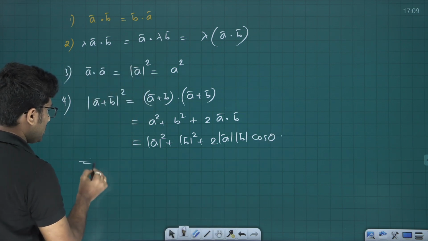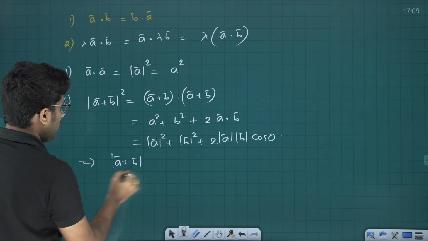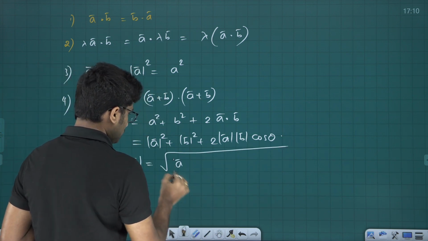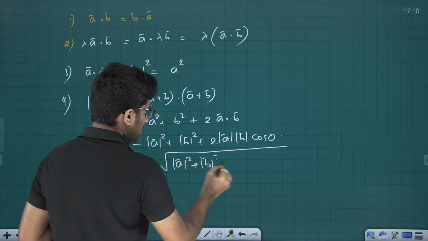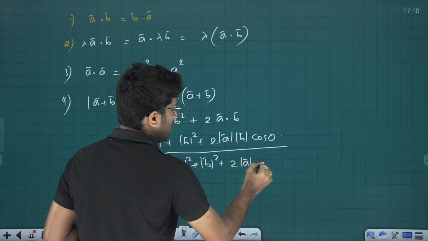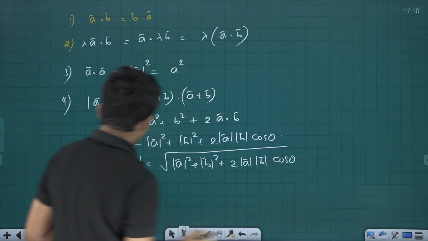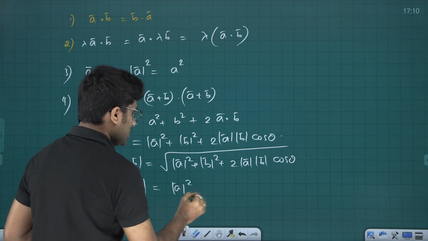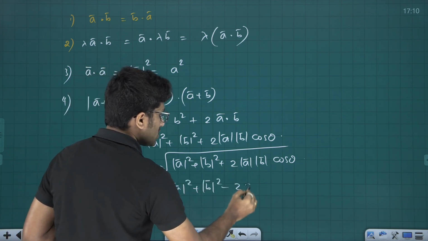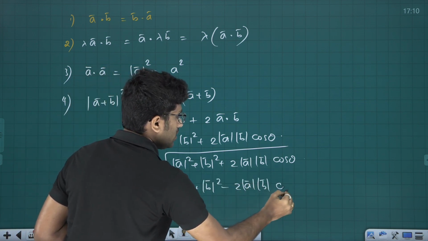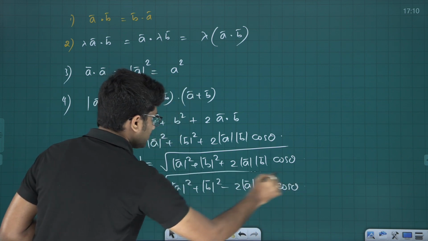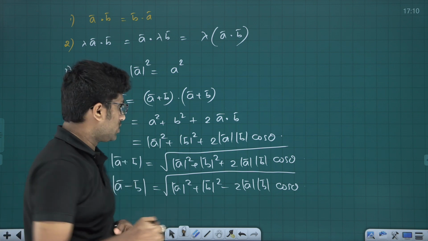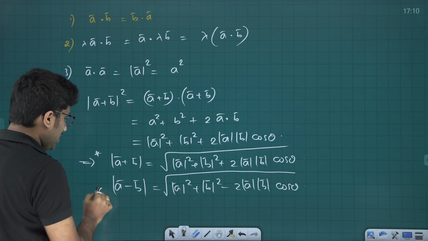Clear? So from here we can say mod of A bar plus B bar will be equal to the square root of mod A whole square plus mod B whole square plus 2 times mod A into mod B into cos theta. In the same way, mod of A bar minus B bar will be mod A square plus mod B square minus 2 times mod A mod B into cos theta. If it is plus, we write plus here. If it is minus, we write minus here. These two are the most important, and we frequently come across them.